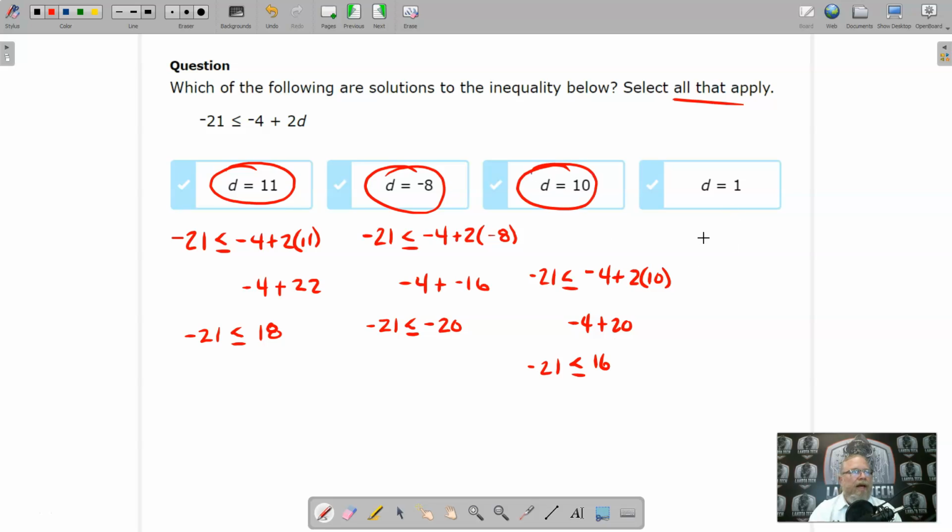And then finally, negative 21 is less than or equal to negative 4 plus 2 times 1. Well, negative 4 plus 2 times 1 is 2. Negative 4 plus 2 is negative 2. And negative 21 there. So negative 21 is less than or equal to negative 2. And indeed, this is a true statement as well. So this one's also correct.